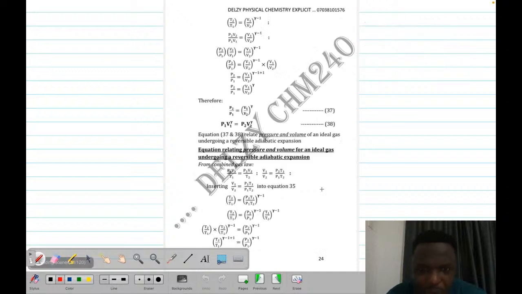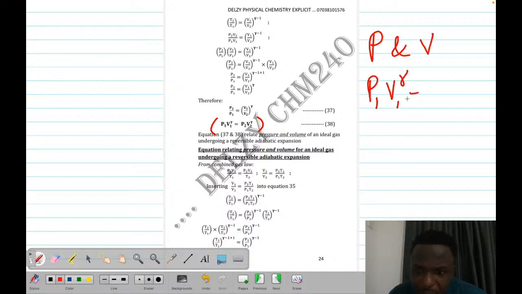Now we also have the one that relates pressure and volume. Now look at this. The one that relates pressure and volume is this. We have P1 V1 to the gamma equals P2 V2 to the gamma. Now, when do I make use of this formula? When they give you a question and they say something expanded reversibly and adiabatically. It's just like giving you a question under gas law. You know when to use Boyle's law, you know when to use Charles' law, depending on the parameters that are given to you.